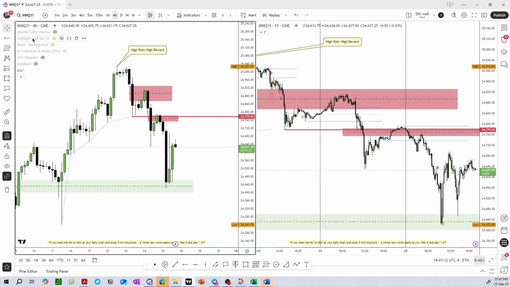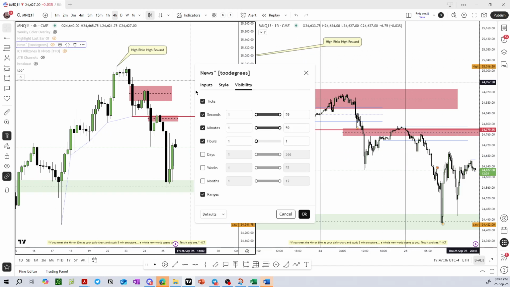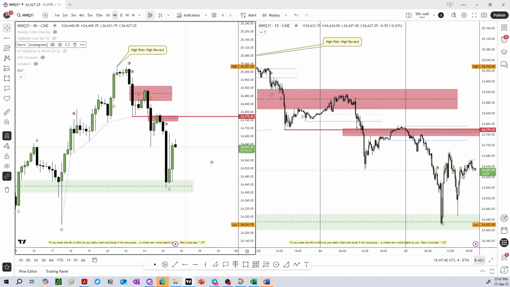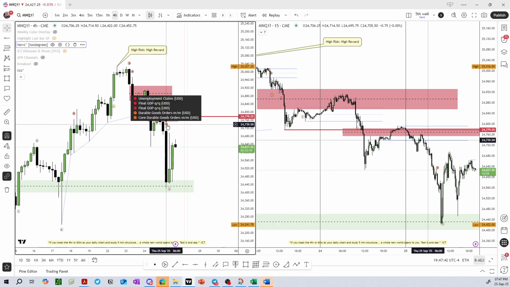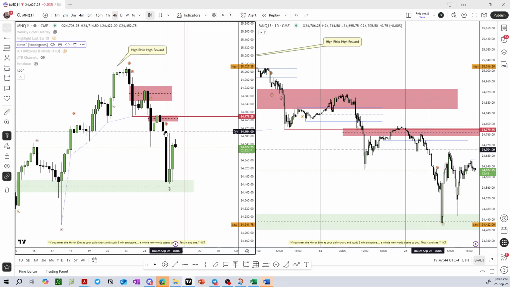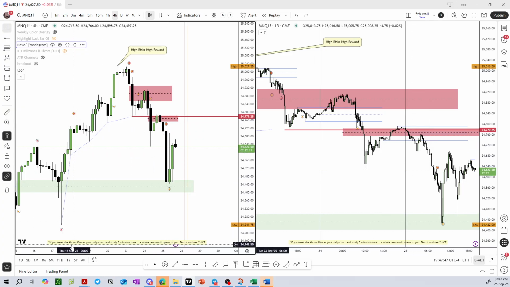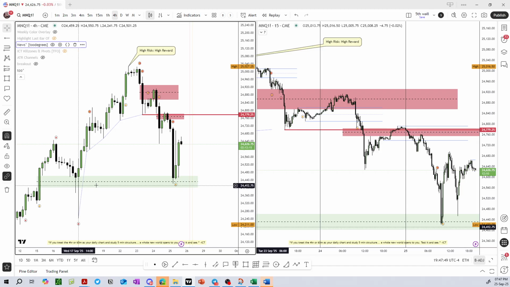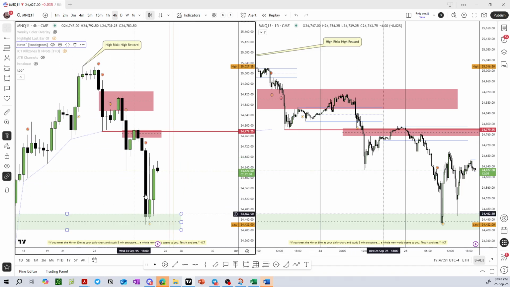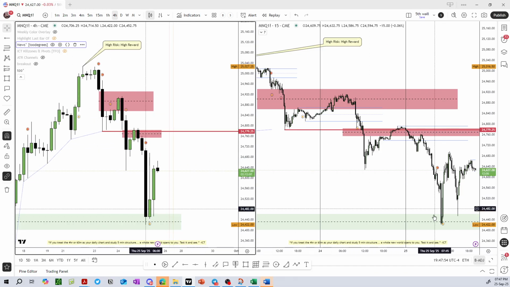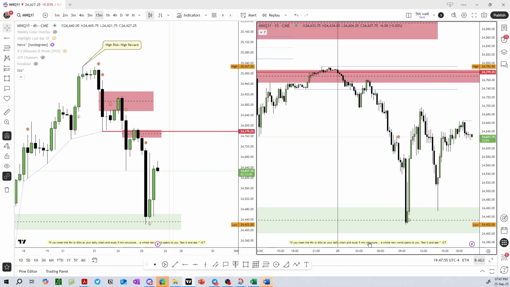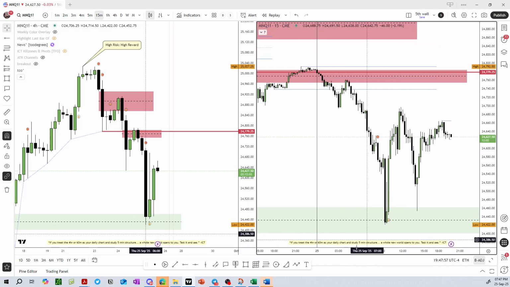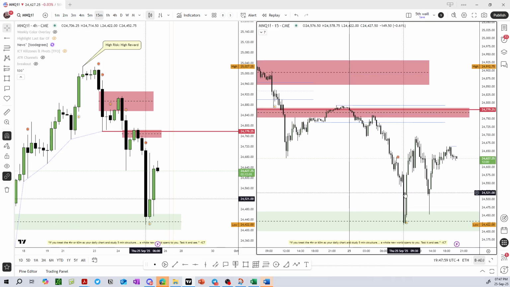So let's see, is there any news here? Right, so we did have news, unemployment claims, during this big bear bar into this 4-hour imbalance that we highlighted before. And then you can see the reaction. And this is where we get the opportunities to execute lower time frame setups.